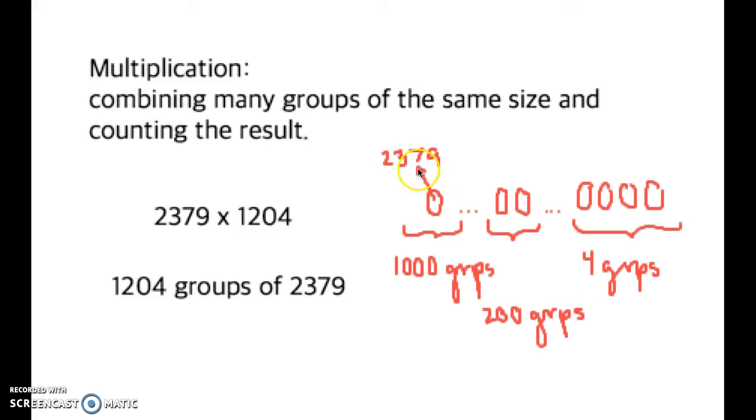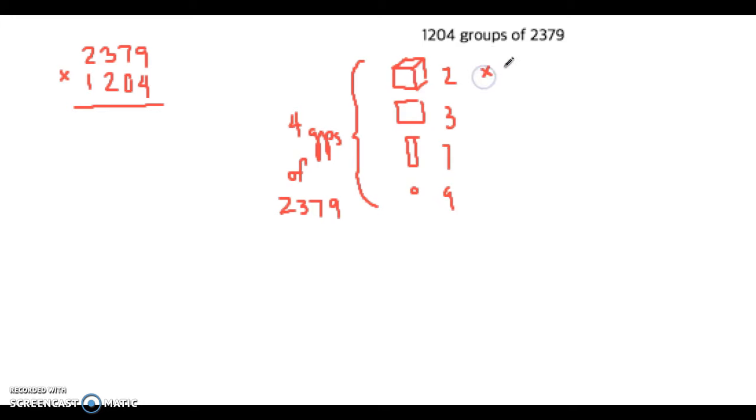So for multiplication, we're first going to start with our 4 groups of 2,379, because remember we're breaking it up into a group of 1,000, a group of 200, and a group of 4. So for our 4 groups of 2,379, we're going to multiply each value by 4 because we have 4 groups.